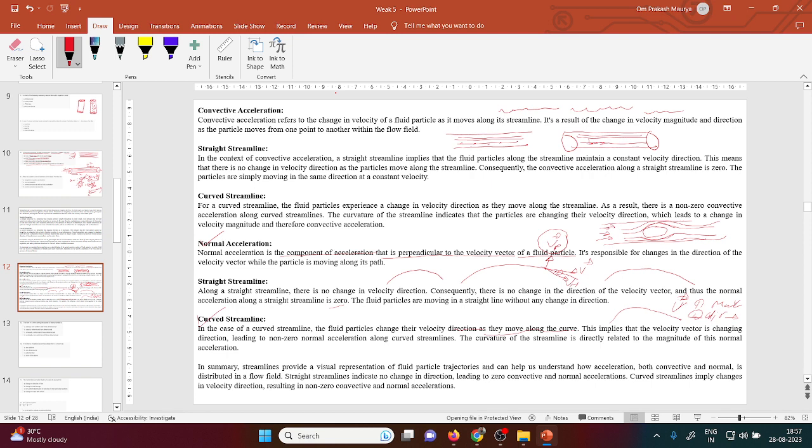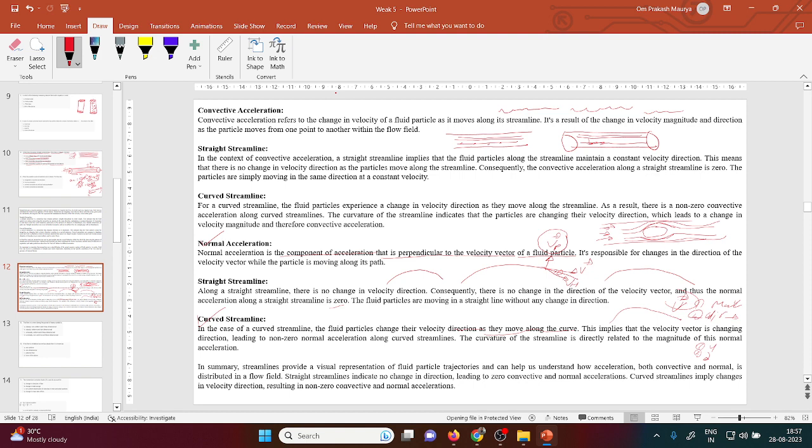Now I want to take the second case. The magnitude is still 4, but the direction is like that. This is 1 and this is 2. The direction is like that. So your velocity changes, because if any one parameter changes, whether direction or magnitude, then your velocity changes.